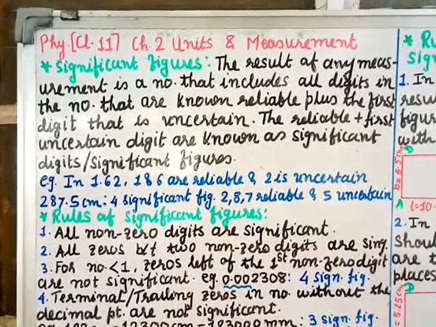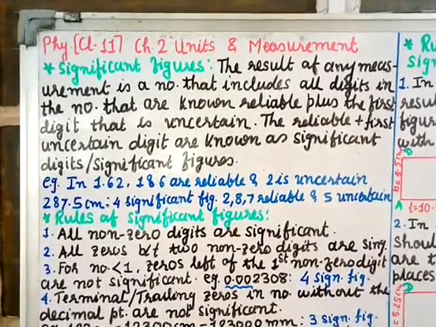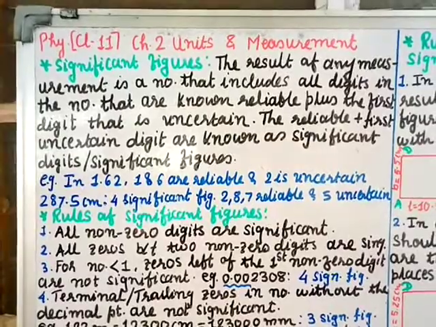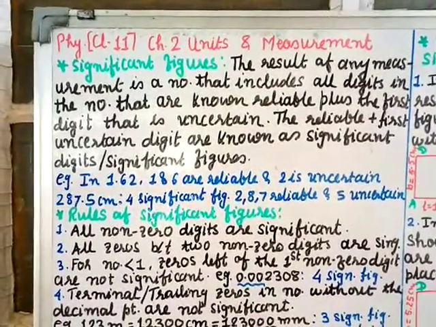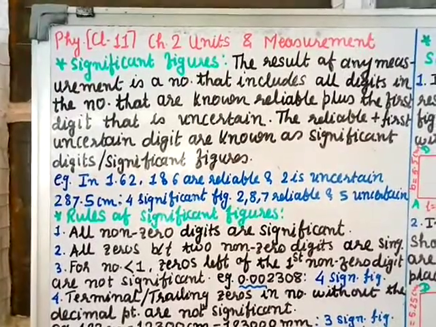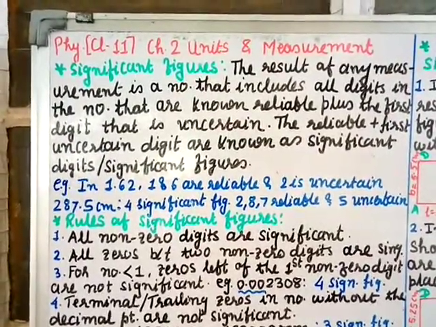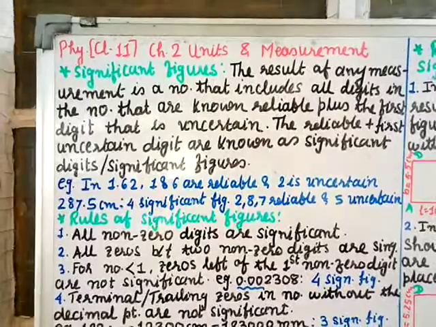We shall continue with our second chapter of Physics class 11, Units and Measurement. In the last class, we have studied absolute error, relative error, percentage error and combination of errors. Today we shall study significant figures.